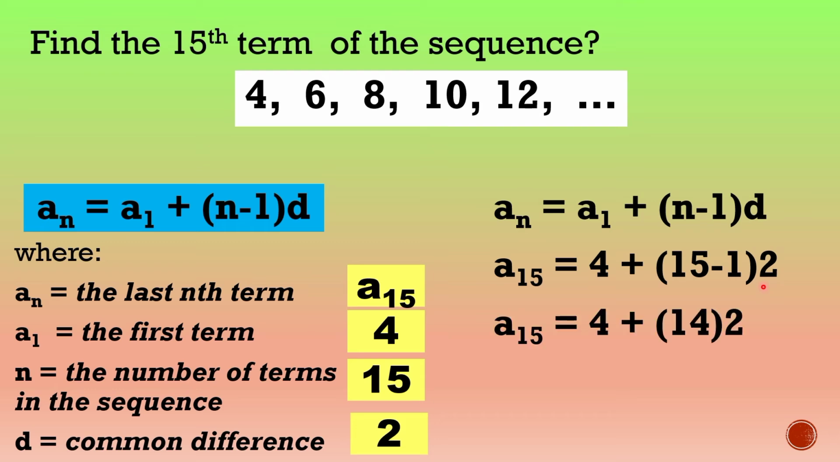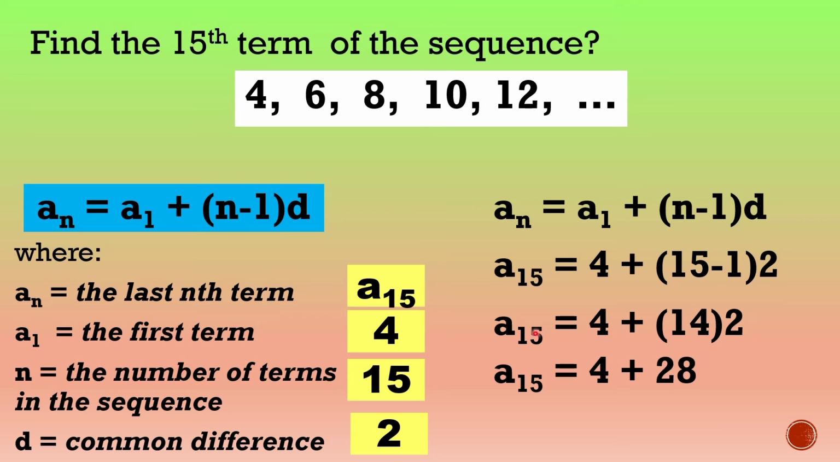So, a sub 15 is 4 plus, una nating isosolve yung nasa loob ng parenthesis, 15 minus 1 is 14. And then, kopyahin lang natin yung nasa labas ni parenthesis para hindi kayo malito. Isa-isa lang muna tayo. And then, remove the parenthesis. PEMDAS. Gagamitin natin yung PEMDAS.